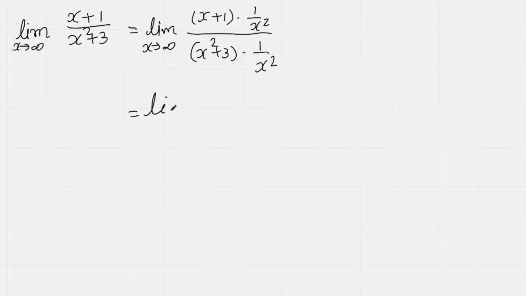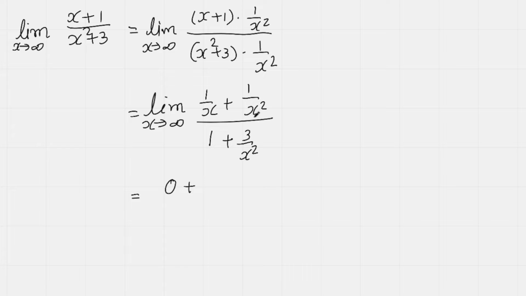So this will be equal to the limit as x approaches infinity. x over x² is 1 over x, plus 1 over x², and in the bottom x² over x² is just 1, plus 3 over x². Now we know that whenever we have a bottom heavy function, its limit as x approaches infinity is 0. So the limit of 1 over x is 0, plus 1 over x² is also 0. In the denominator, the limit of 1 is just 1 and 3 over x² will be 0. So this is equal to 0.